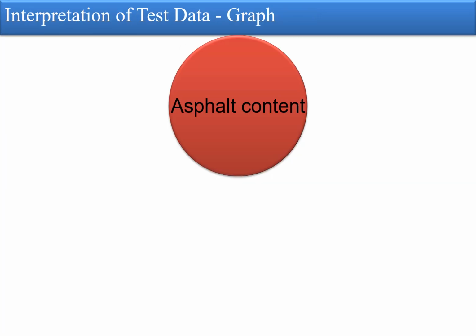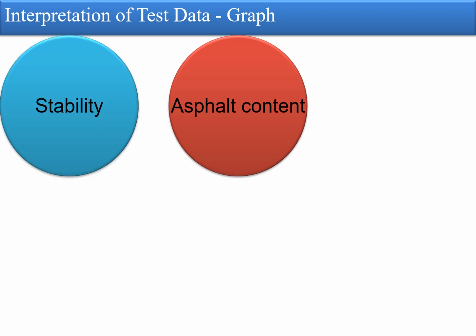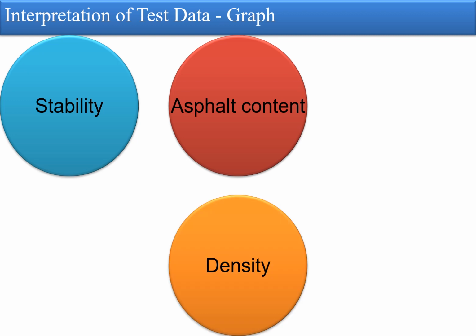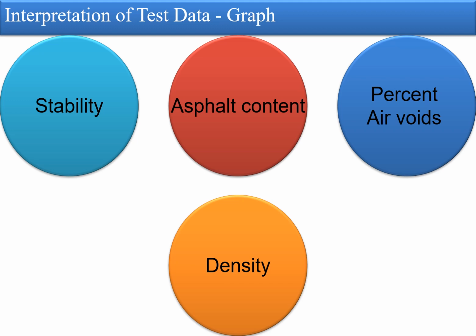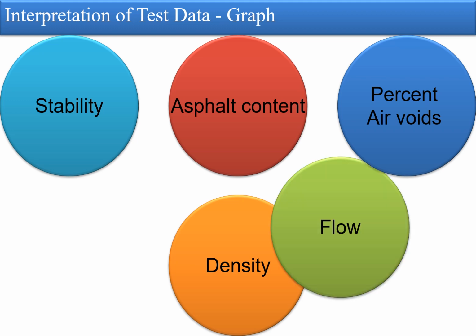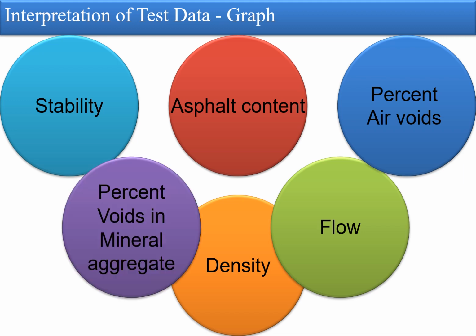Now we need to interpret the graphs. You need to plot a graph between the asphalt content and the stability. Then between the asphalt content and the density. Then between the asphalt content and the percentage air voids. Similarly, you plot a graph between the asphalt content and the flow, and between the asphalt content and percent voids in mineral aggregates. By plotting the graphs of the different properties of asphalt, you find out the optimum asphalt content under each condition.